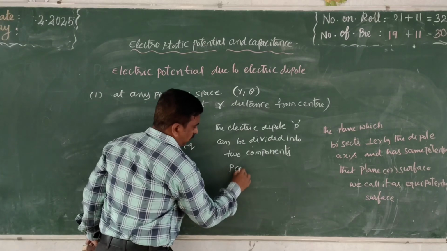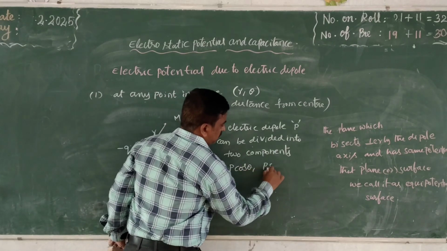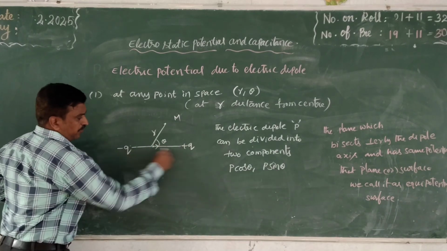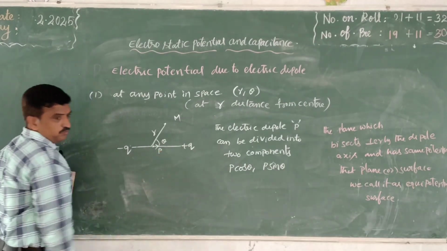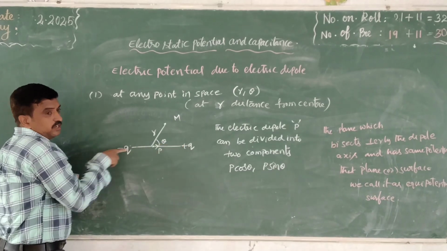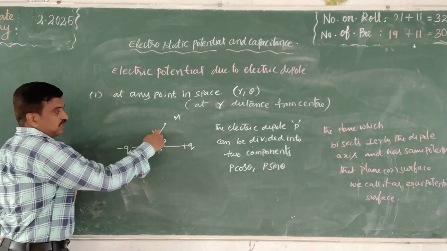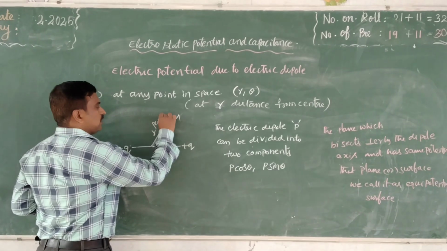One is P cos theta and the other one is P sin theta. How is it now? See here, this is P, the direction of the electric dipole moment. This P has two components. Which side is theta? That is P cos theta.